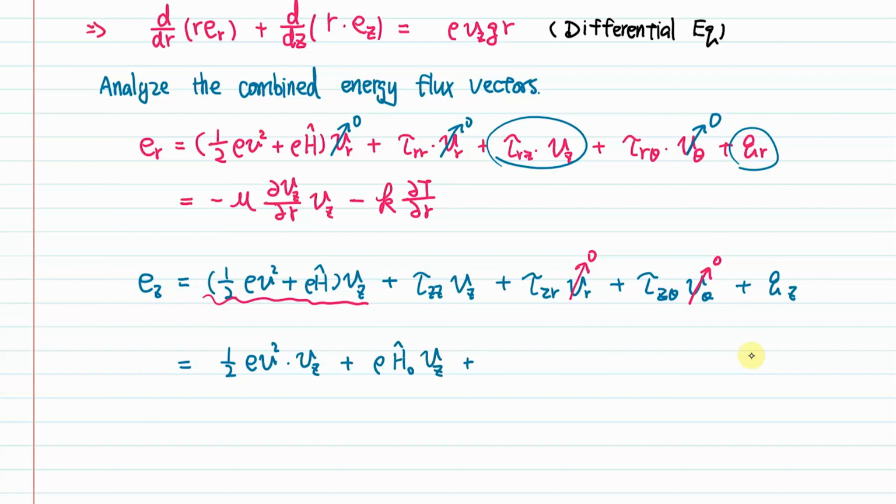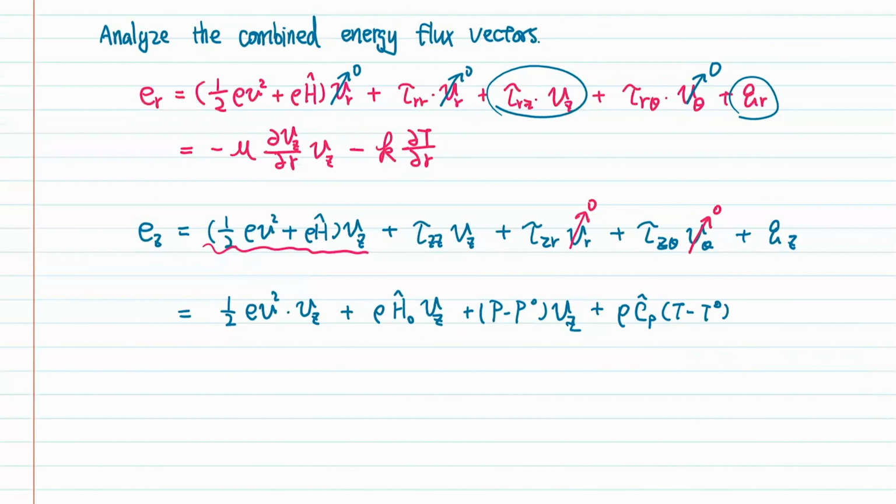plus the pressure differential term, so (P minus P naught) VZ, plus a temperature term, so rho CP (T minus T reference) VZ, and then you still have the work associated term, so we have minus 2 mu partial VZ partial Z times VZ, minus the thermal conductivity times partial T partial Z. Again, we know that the velocity in the Z direction is not a function of Z, so this vanishes again.